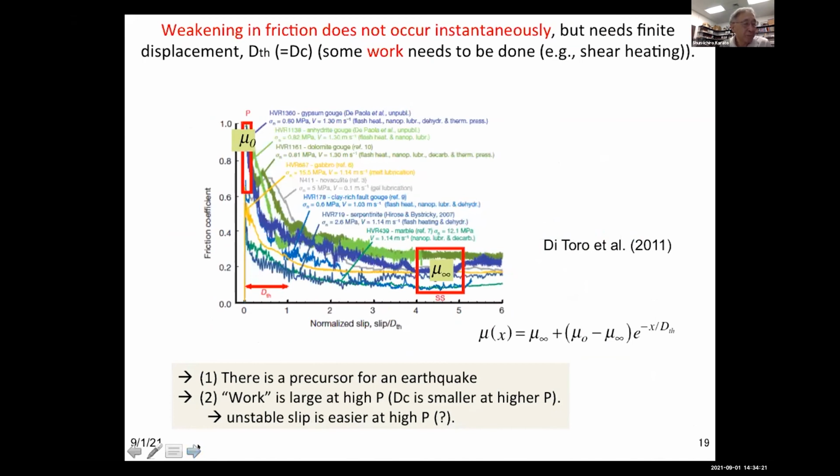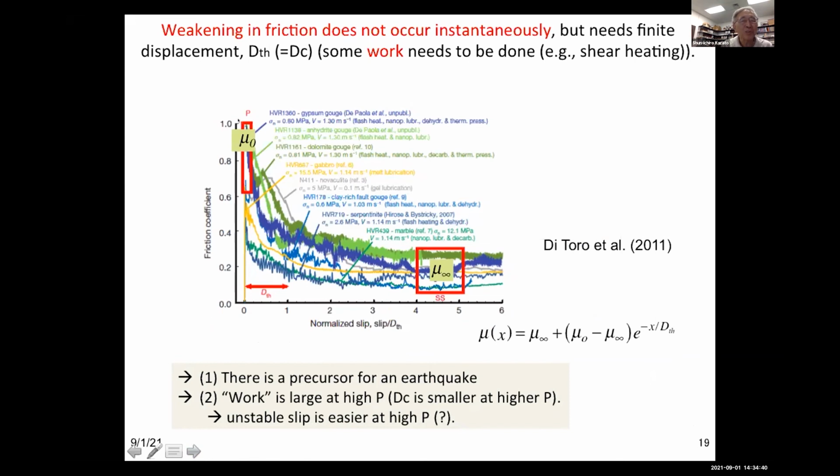However, another very important observation in terms of weakening from high friction to low friction, based on unstable fault motion, is that the friction coefficient doesn't change from high to low instantaneously.